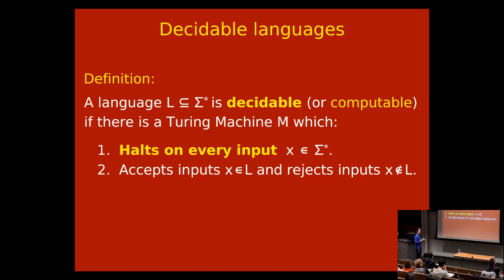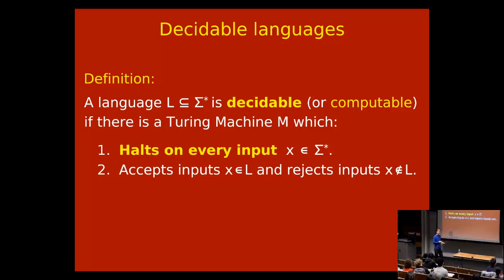So we invented the notion of a Turing machine, which I guess you remember. And we had this definition of a decidable language. So a language L is decidable, or sometimes you can say computable. It's the same thing. If there's a Turing machine M, or in your head informally just think if there's an algorithm M, with two properties.